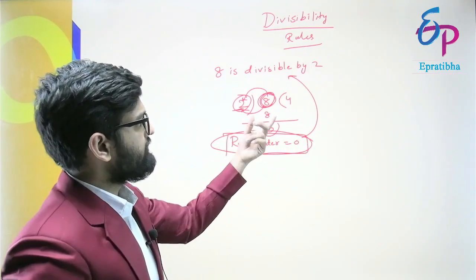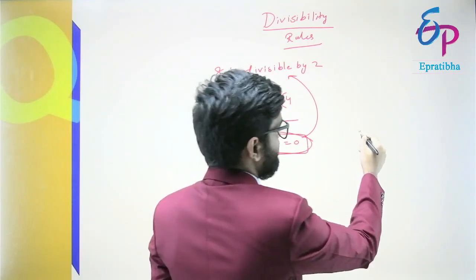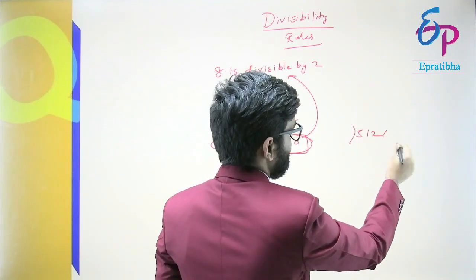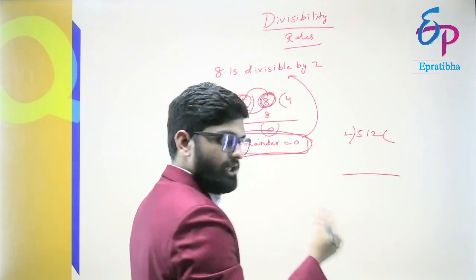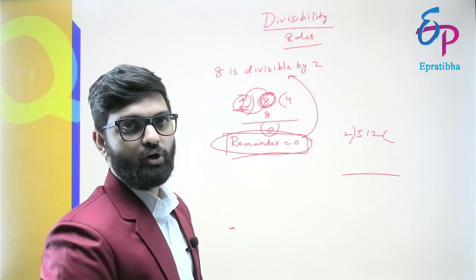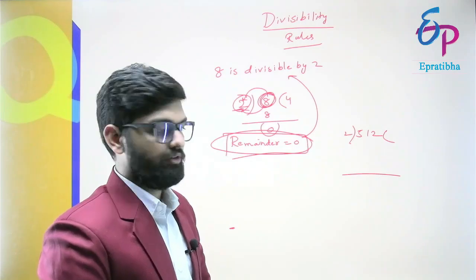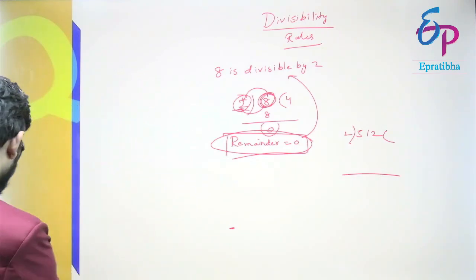But don't you think this is a very lengthy method to check? If I take 512 divided by 2, it will take some time, right? How can you tell whether a number is divisible by 2 or not in 1 or 2 seconds? That we are going to see now. Just give me 1 second.